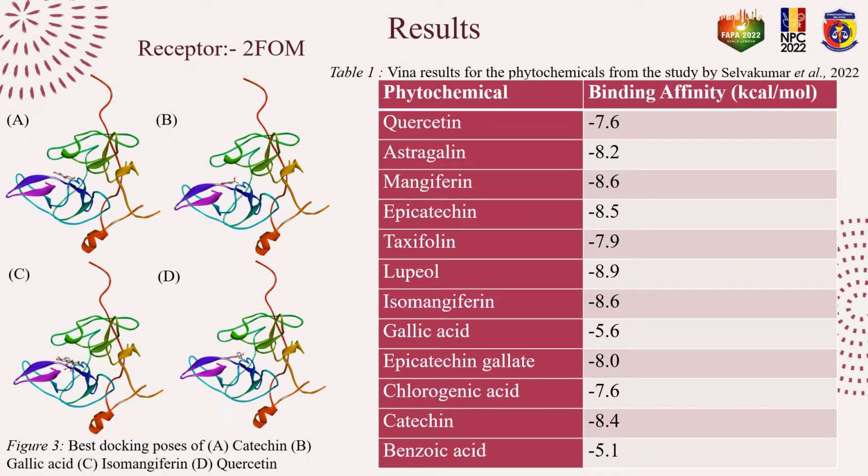Having said that, we are moving to the results. The docking results obtained from Vina are listed in Table 1, while the best docking pose of the phytochemicals is depicted in Figure 3 and Figure 4. Lupeol showed the lowest binding energy, minus 8.9 kilocalorie per mole, while benzoic acid showed the highest binding energy, minus 5.1 kilocalorie per mole. The lower the binding energy, the more stable the ligand.